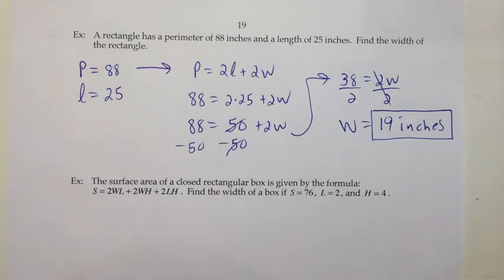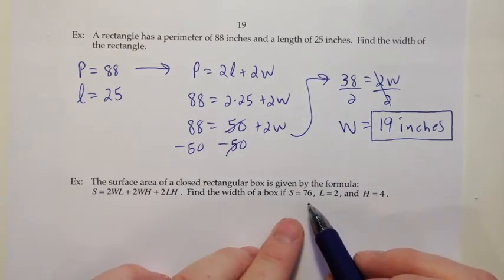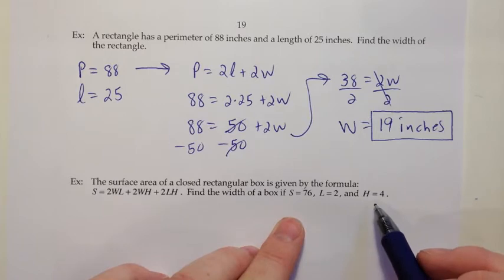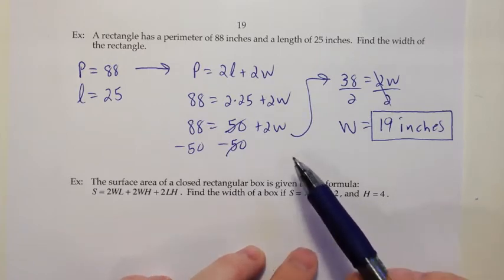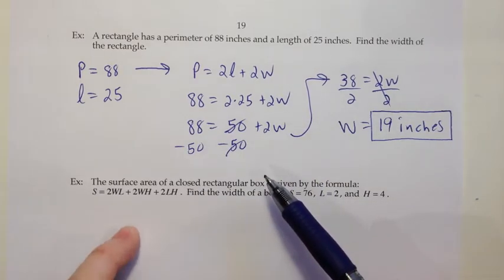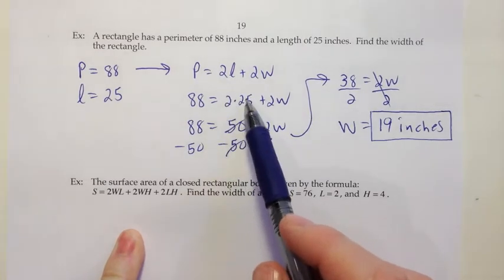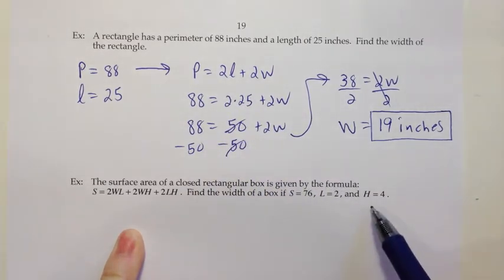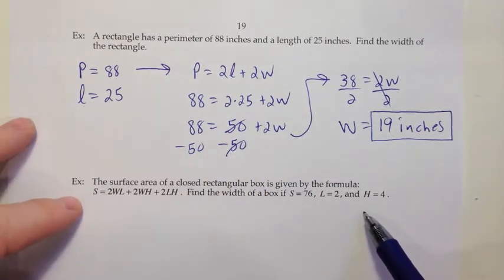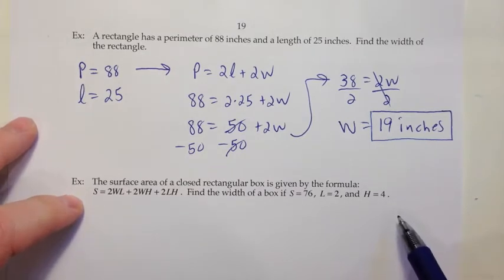Alright, let's try another one. The surface area of a closed rectangular box is given by the formula S equals 2WL plus 2WH plus 2LH. Find the width of the box if S equals 76, L equals 2, and H equals 4. So this is the same idea as that last one, except they gave us the formula instead of me having to make it up. And then they've given us several values, so I just want to start writing this formula down, but plugging those in as I go along.